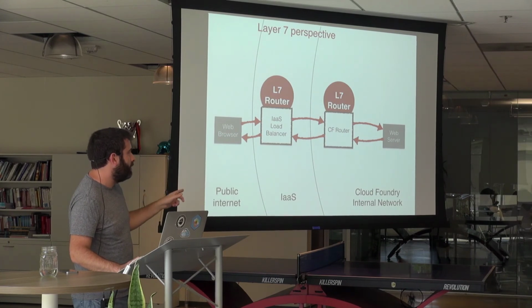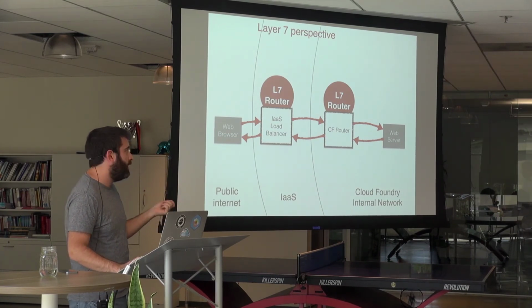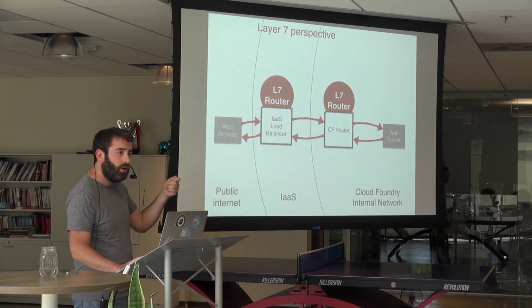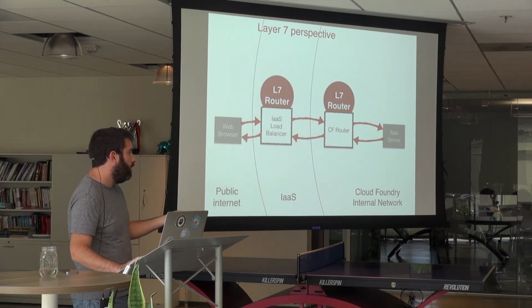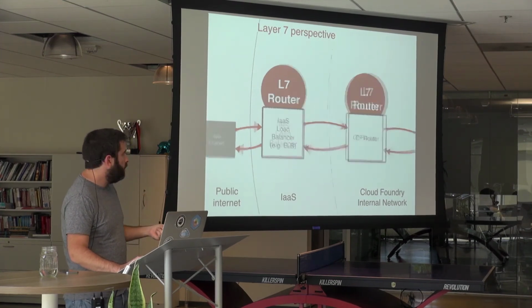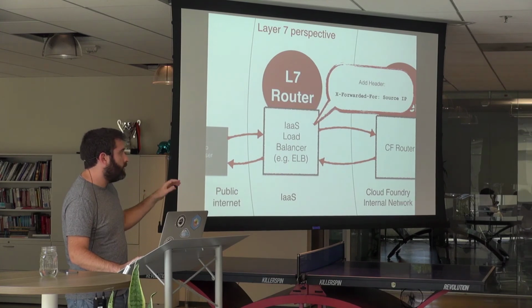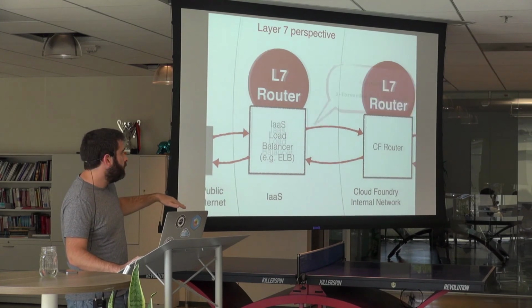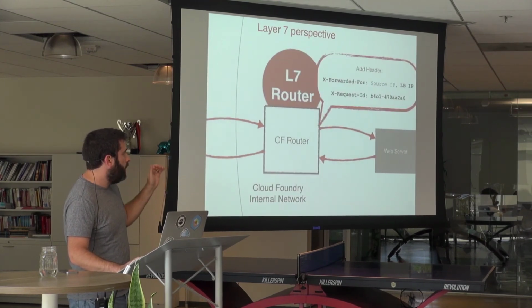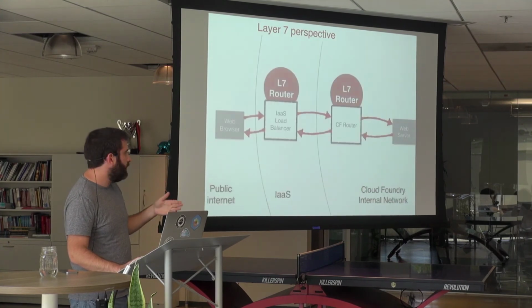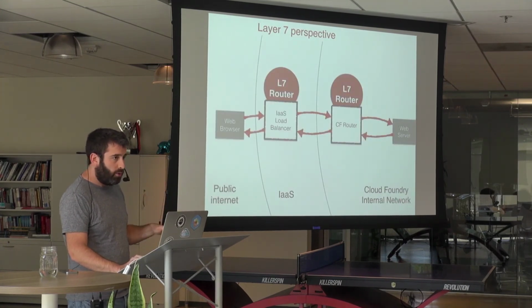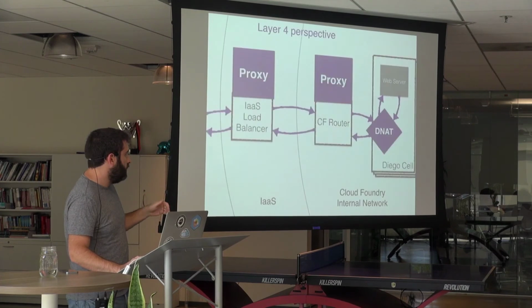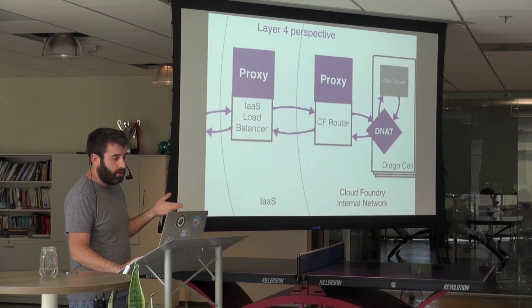There's a layer 7 router. There's actually 2 layer 7 routers, and one of them is provided by the IaaS, the infrastructure, like AWS or something, and one of them is provided by CloudFoundry. They both do things to the request. They'll stamp the request with an extra header as the request goes through. And that's the story at layer 7. So at layer 4, moving down the stack, we'll see that these layer 7 routers are also layer 4 proxies.